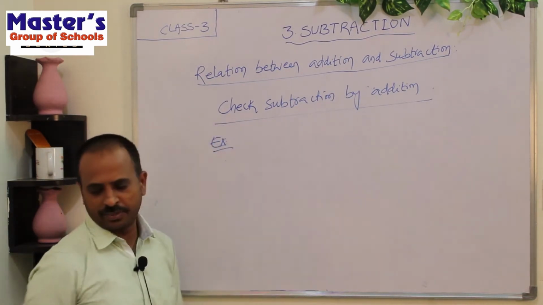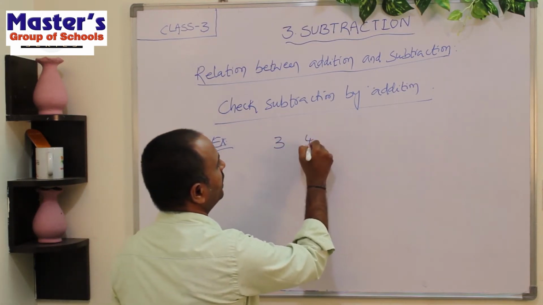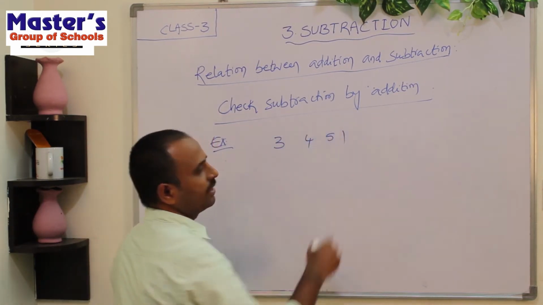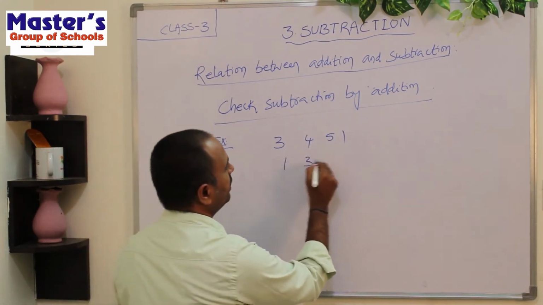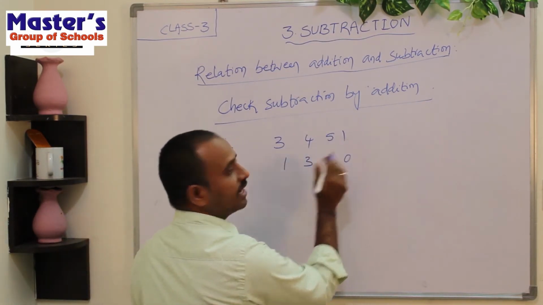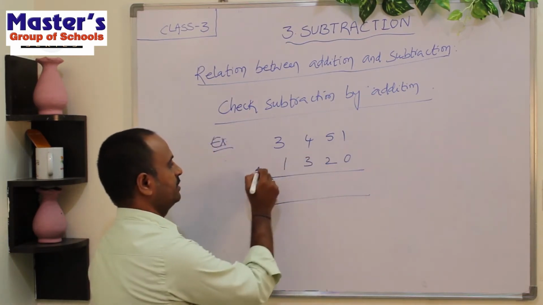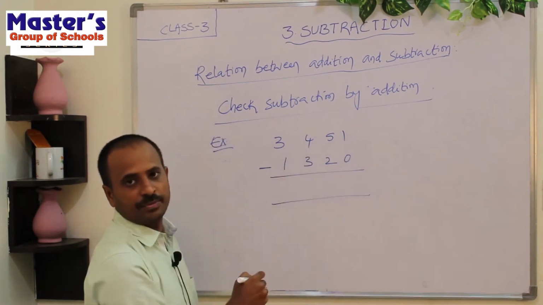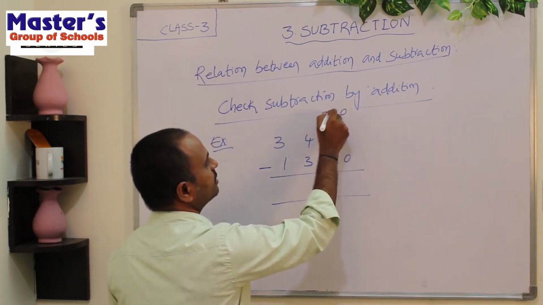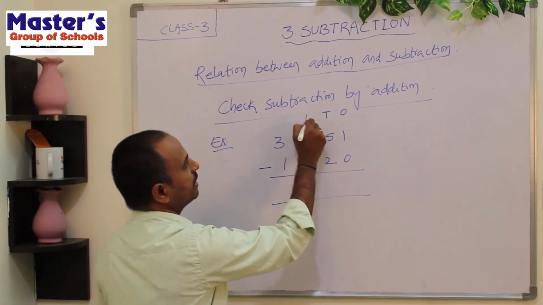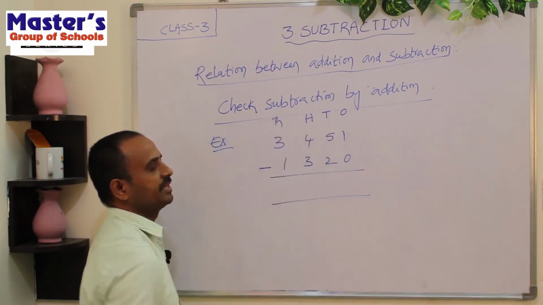So take two numbers. The two numbers are 3451 and the second number is 1320. So children, these are the two numbers. Now I will subtract these two numbers. This is ones place, these are in tens place, 4 and 3 are present in hundreds place, 3 and 1 are present in thousands place.